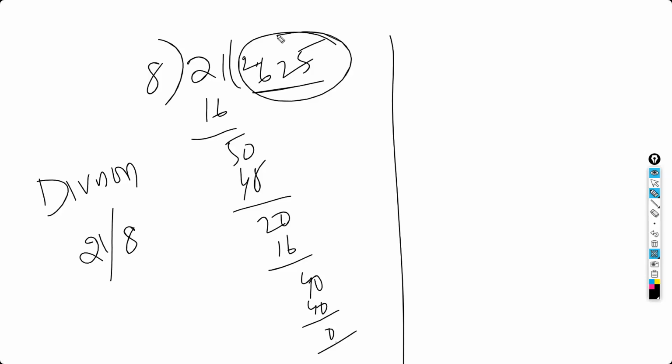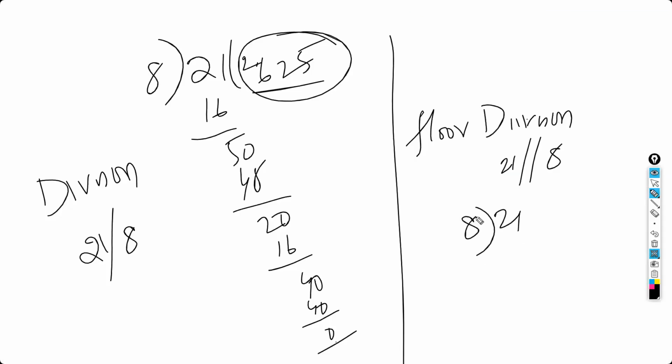But when you are doing the floor division, that is 21 double backslash 8, you divide 21 by 8, 2 times 16 is 5, and you have to stop here only. Don't keep the dot. Whatever the quotient is, that is floor division. Whatever the remainder is, that is called modulo. Now it is clear, everyone? That is the difference from normal division.